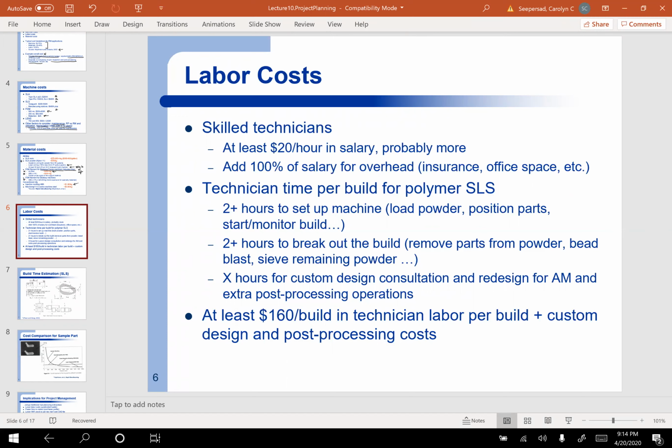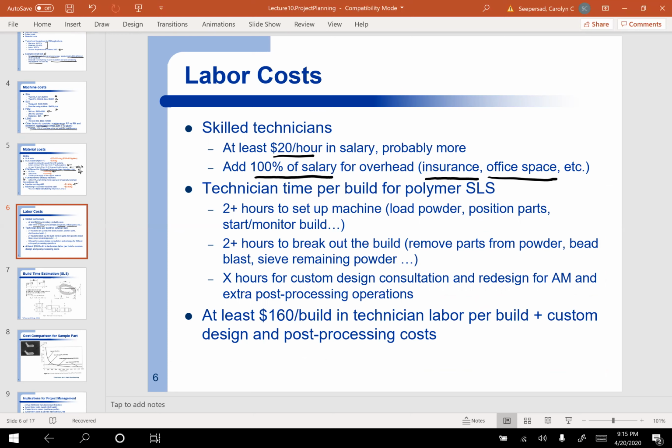So I would say at least $20 per hour in salary, probably more, and that would be assuming you have a technician running this. If you have a BS level engineer or a master's level engineer, it would be a lot more expensive. And then in addition to that $20 per hour, just as a guesstimate, let's add 100% of that salary for technician related overhead. So in addition to what you actually pay the person, you also have to pay insurance, medical insurance, Social Security, all those things, provide office space for them, maybe even garments for them, and so on and so forth.